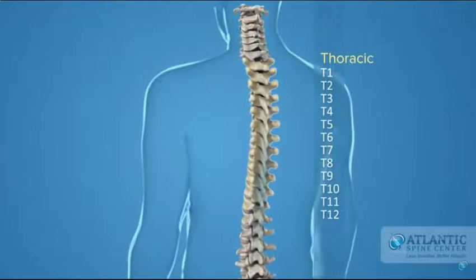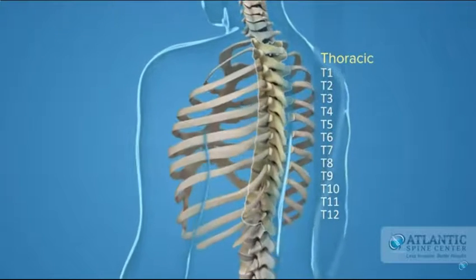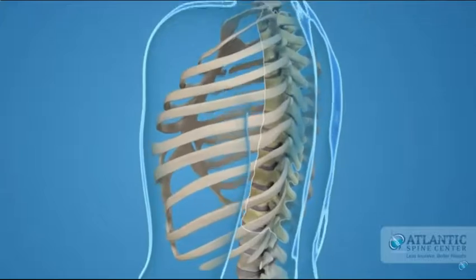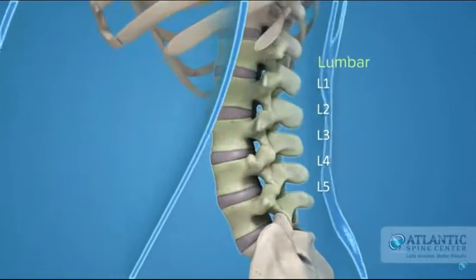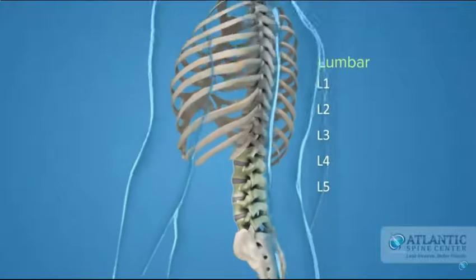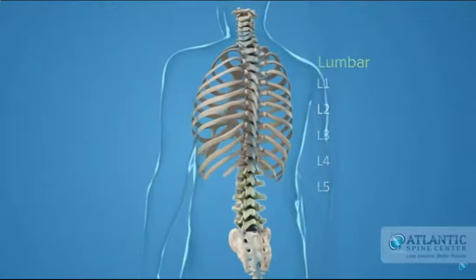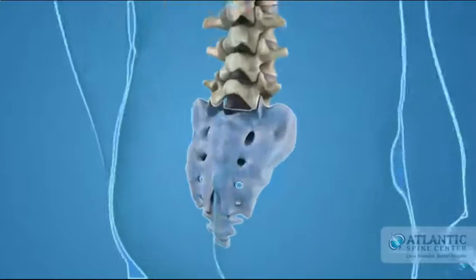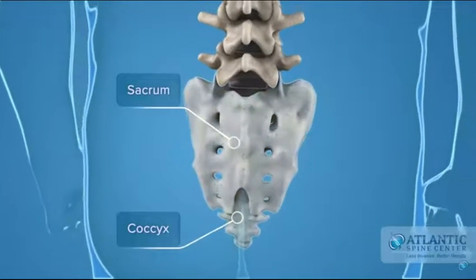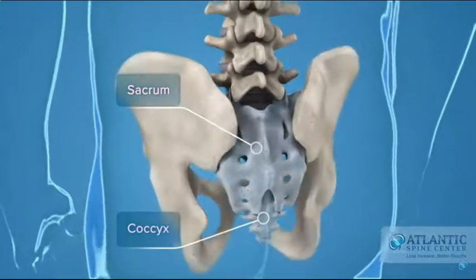T1 through T12, thoracic, that's the 12 vertebrae that are joined by ribs to form your rib cage. L1 through L5, lumbar, your 5 sturdy lumbar vertebrae carry most of the weight of your upper body and provide a stable center of gravity when you move. 5 vertebrae of the sacrum and 4 of the coccyx are fused. It makes up the back wall of your pelvis.